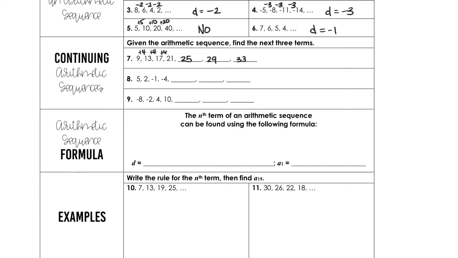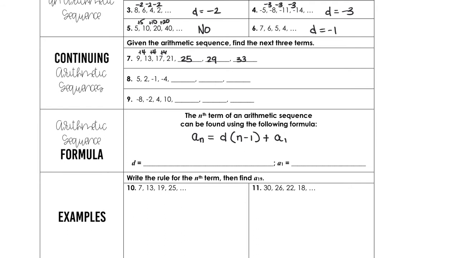What I do want to get at, though, is the arithmetic sequence formula. Okay, and the arithmetic sequence formula is the following formula. So it's going to be A, and it's going to have a subscript of N, is going to be equal to D, which is the common difference, times N minus 1. And then we're going to do this plus A sub 1, okay?